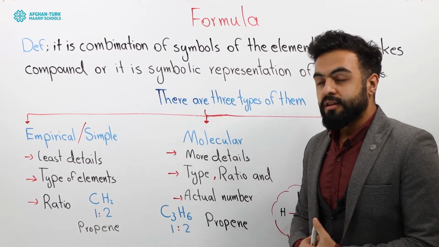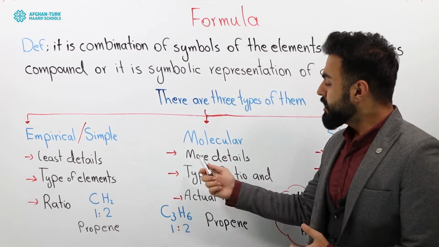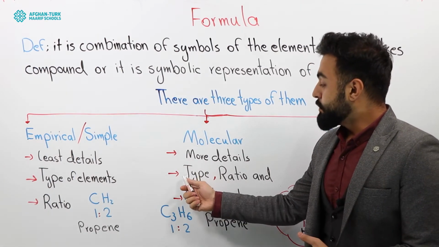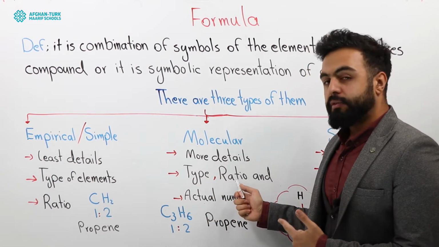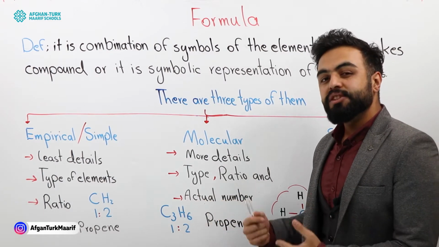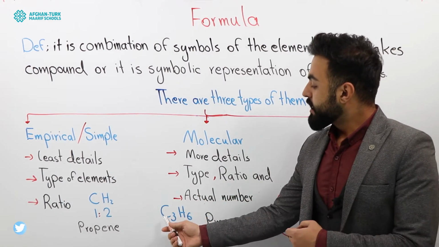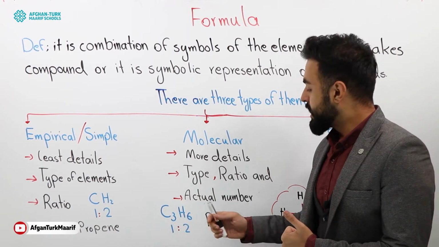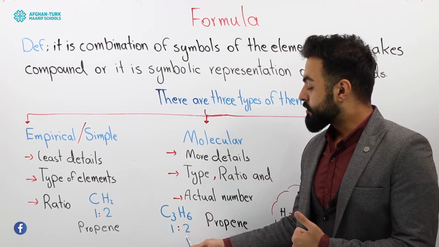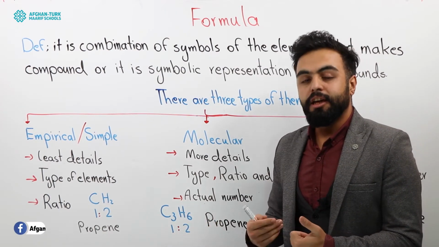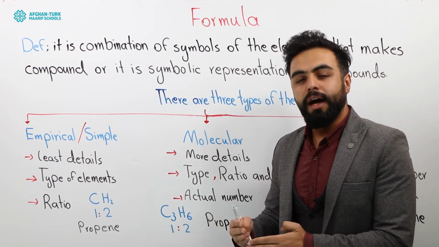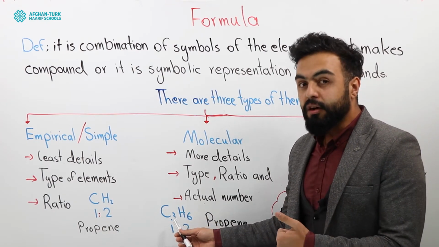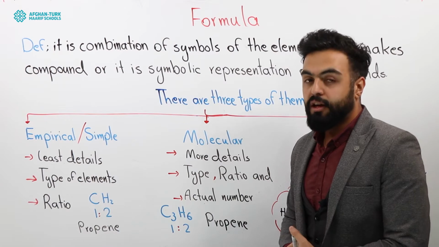The second one is molecular formula. Molecular formula gives us more details than the simple one. Besides the type of the element and the ratio, it also gives us the actual number of elements. Here it says that we have carbon and hydrogen, the type of element. And it also says the portion, one portion of carbon and two portions of hydrogen. It means that we need two hydrogens per each carbon. And it also says that there are 3 carbons and 6 hydrogens in propene.